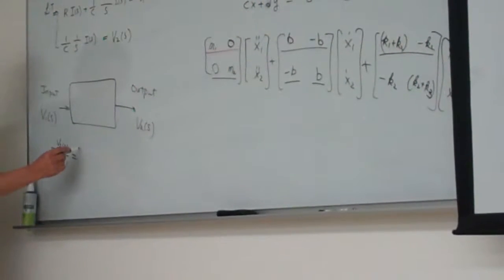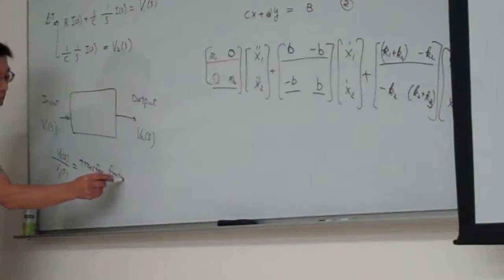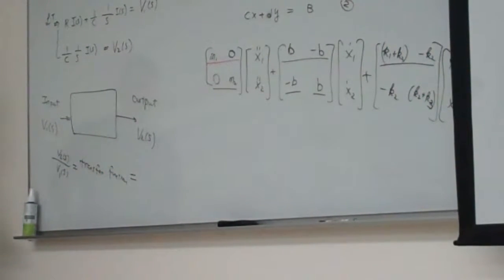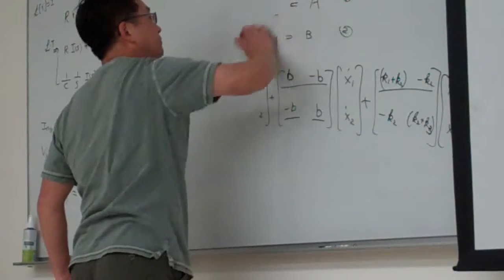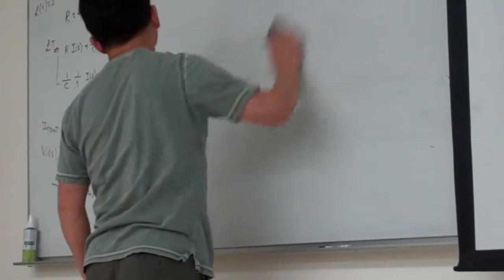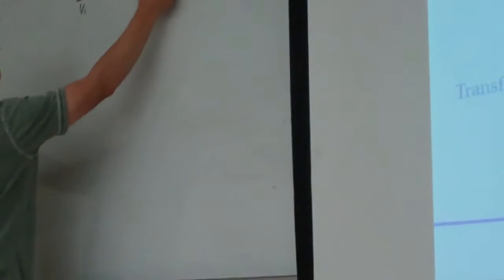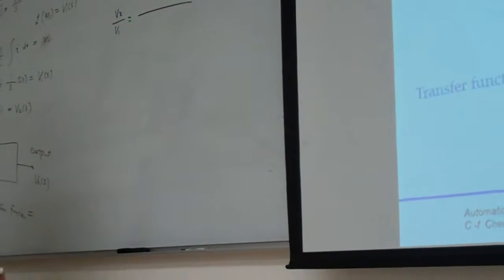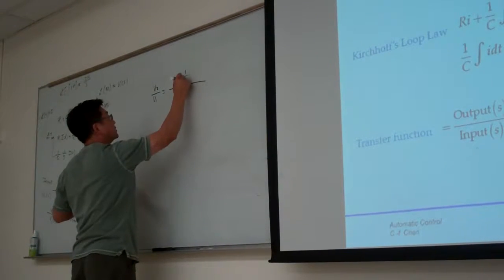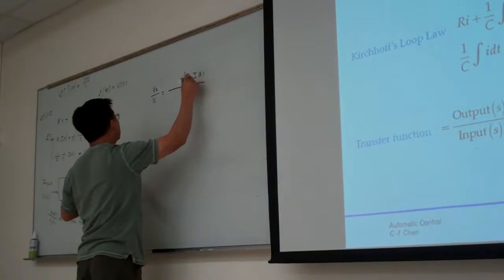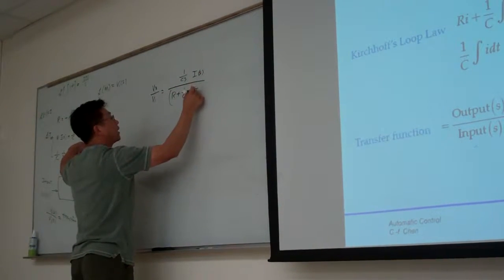This is our transfer function. And we can further derive the transfer function from here. So we can see what happens here. V2 over V1, we can derive from here. So V2 equals CS I, and V1 equals R plus CS I over X.